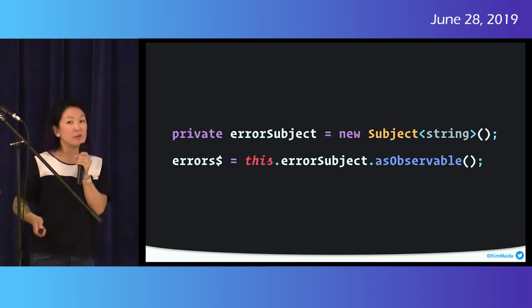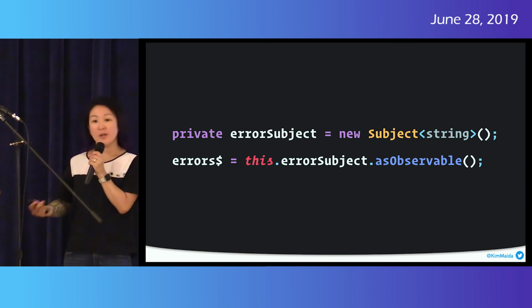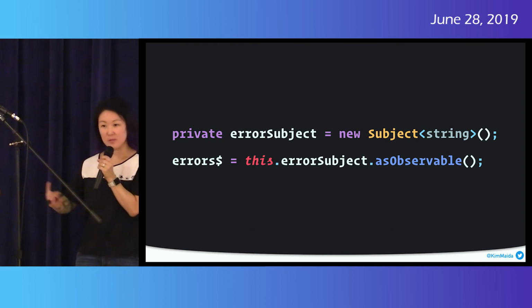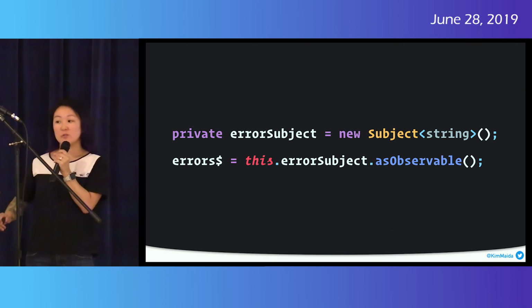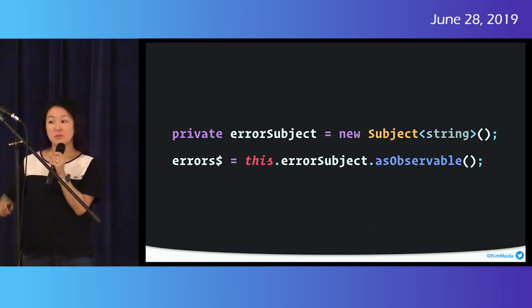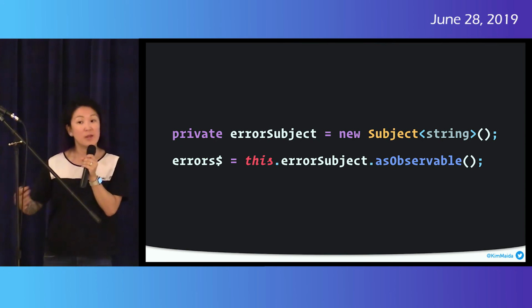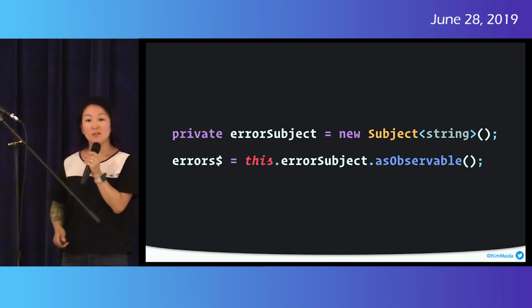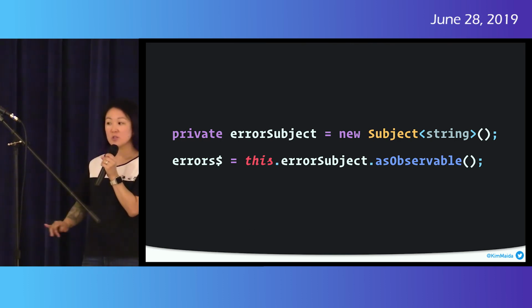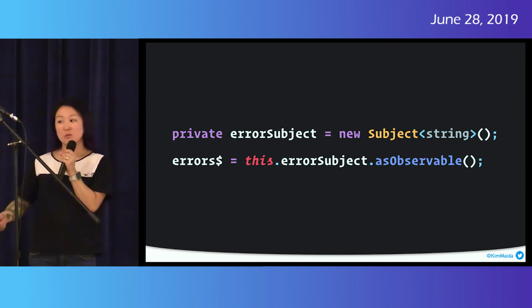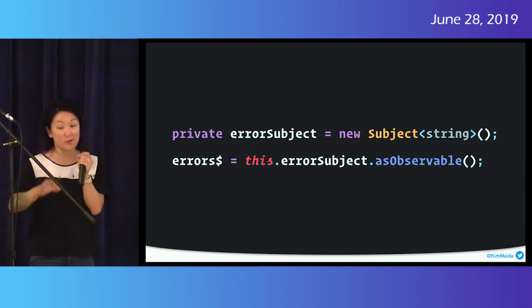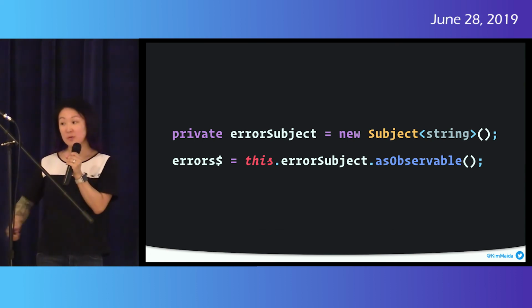But I also need something else now. I need a way to track errors, because you would never put errors in your store. That's something that we just don't do. So I want to create an error subject. I'm using a subject instead of a behavior subject this time, because with a subject, I don't actually need multicasting functionality, and I don't need a default first value. I'm going to create my private subject, and then my public errors observable.